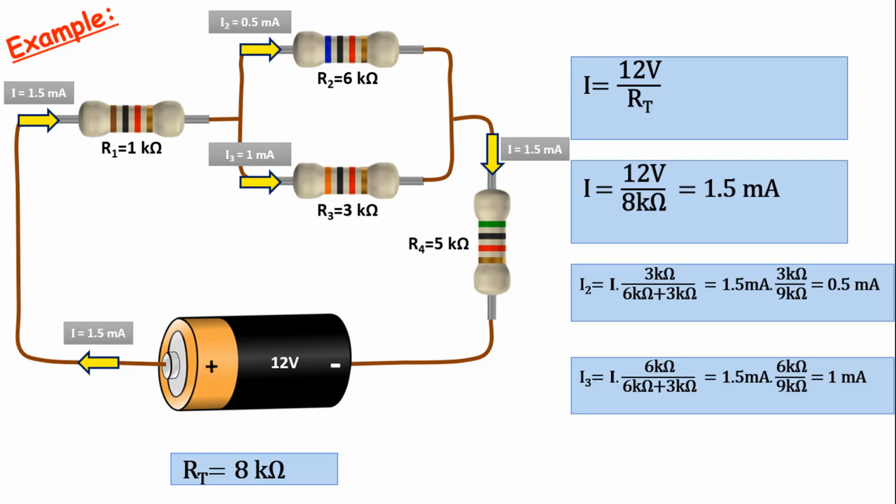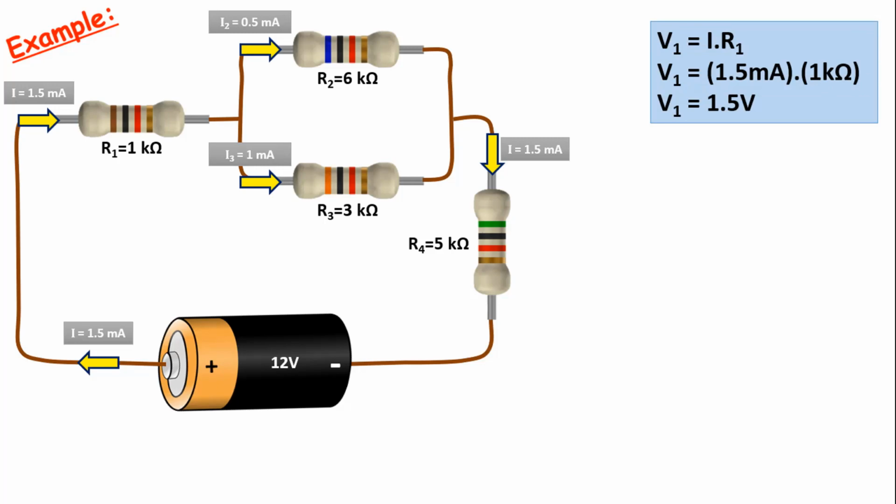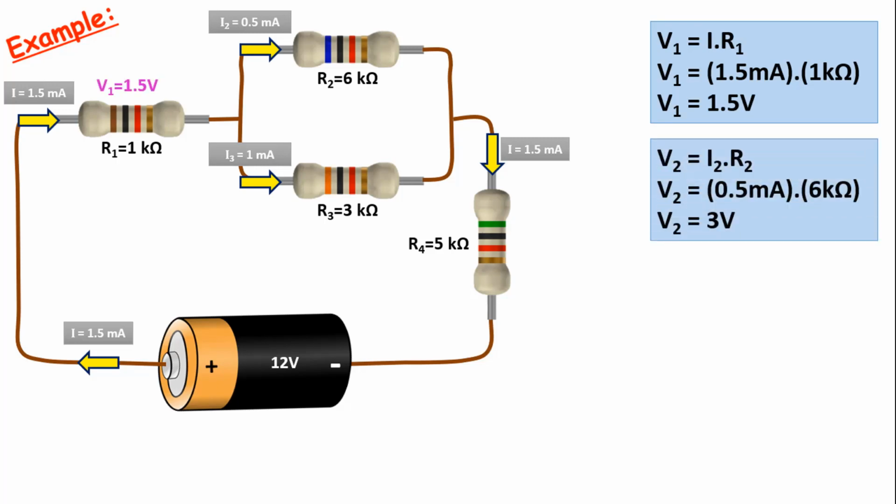Now that we have found the currents flowing through the resistors, we can find the voltages across the resistors. The voltage across resistor R1 will be I times R1. So 1.5 milliamps times 1 kiloohm is 1.5 volts. The voltage across resistor R2 will be I2 times R2. So 0.5 milliamps times 6 kiloohms is 3 volts.